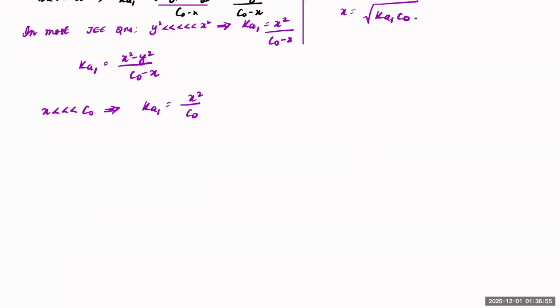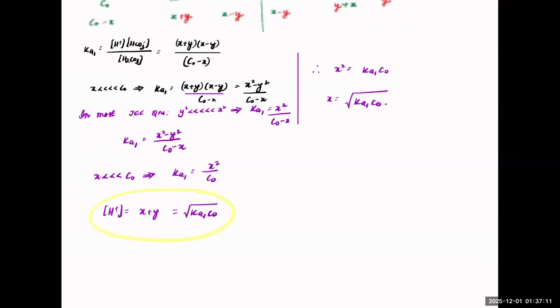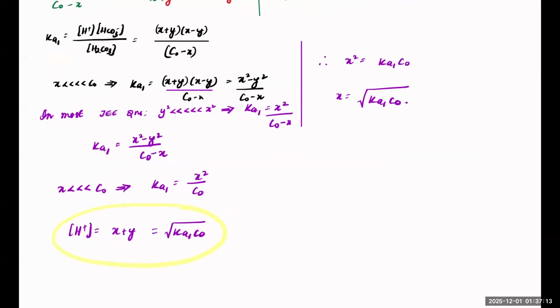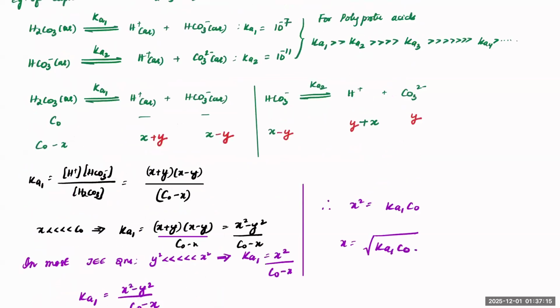And you know that what is H plus concentration? H plus concentration is basically X plus Y. But since the Y is very negligible compared to that of X, we can write this simply as under root of Ka1 C naught. So remember, as far as the JEE questions are concerned, your H plus concentration is always under root of Ka1 into C naught.